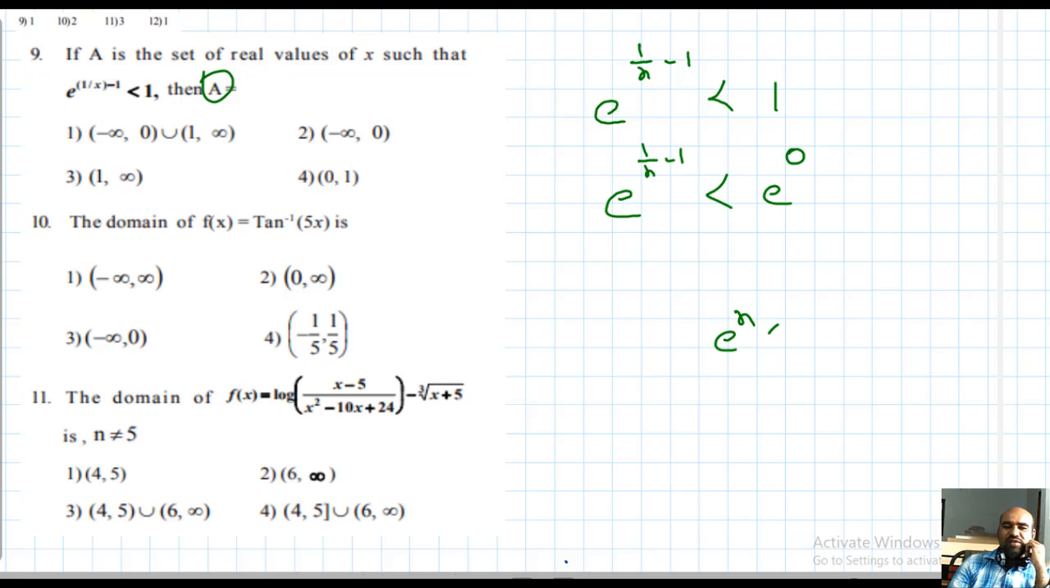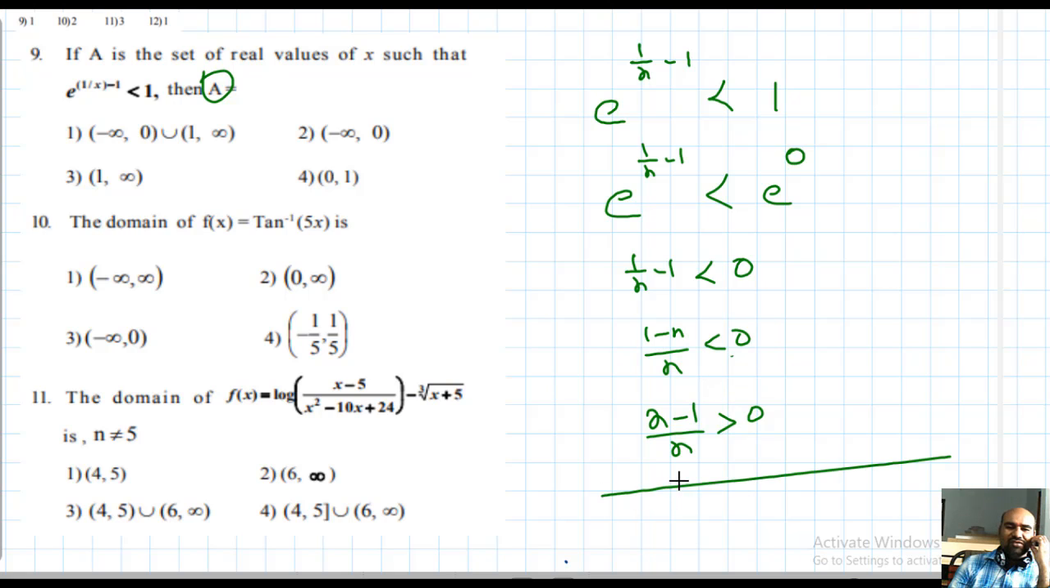e power something less than e power something, directly you can say that the exponent comparison holds, because e is a number which is greater than 1, that is 2 point something. So 1 by x minus 1 less than 0, I can say, or 1 minus x by x less than 0. To apply sign scheme or Wavy Curve method, I don't like negative symbols in front of variables. So x minus 1 by x is greater than 0. I just multiplied by minus.